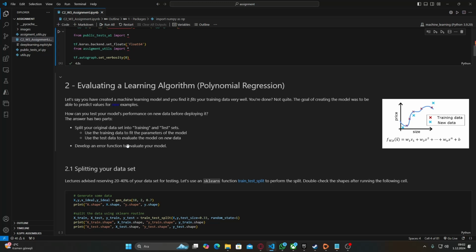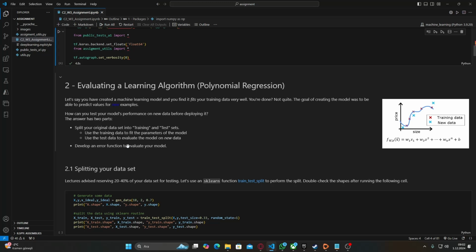Let's say you have created a machine learning model and find it fits your training data very well. You're done? Not quite. The goal of creating the model was to be able to predict values for new examples. And how can we test a model's performance on new data before deploying it?